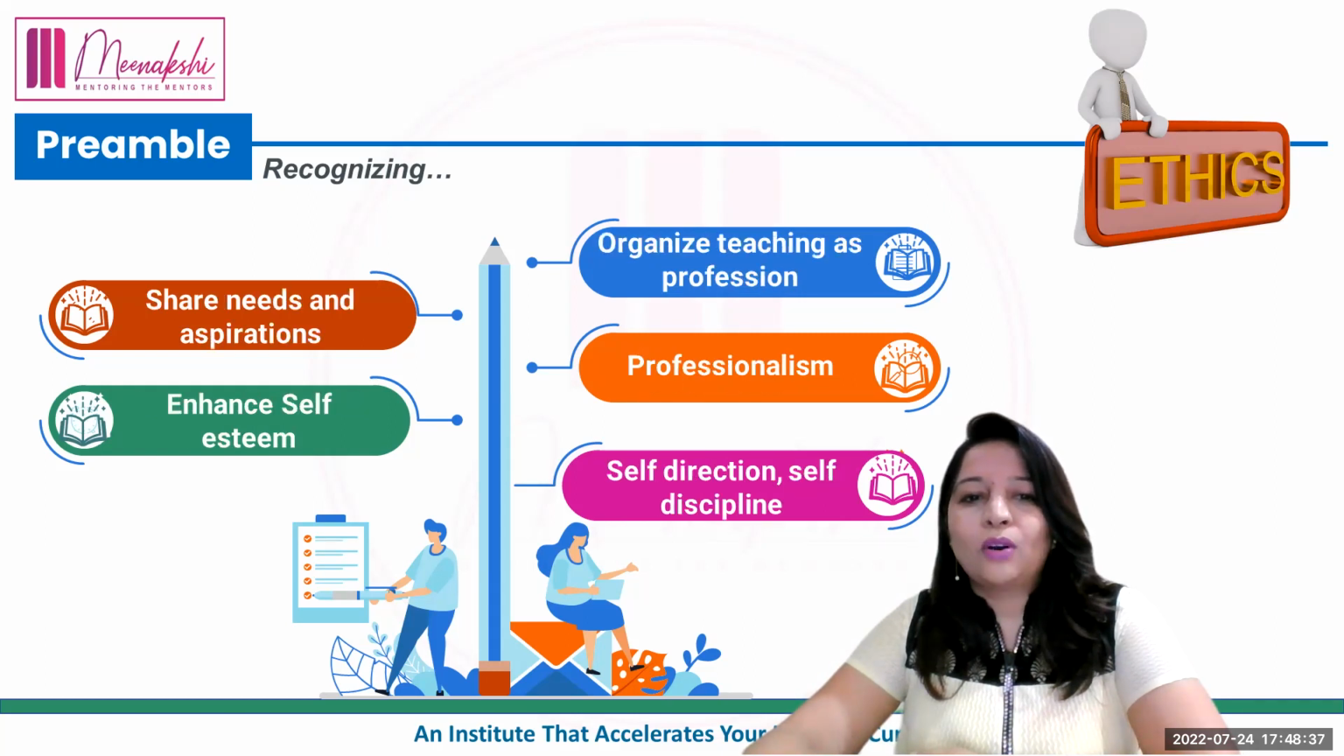Now let's talk about another 5 points that are there in this preamble. These points talk about how teachers are an integral part of this social milieu, so they share the needs and aspirations of the people; the need to enhance the self-esteem of the teachers; the need to organize teaching as a profession for which expert knowledge, specialized skills, and dedication are prerequisites. It also recognizes that community respect and support for the teachers are dependent on the teacher's professionalism, and the need for self-direction and self-discipline among the members of the teaching community. So that was there in the preamble.